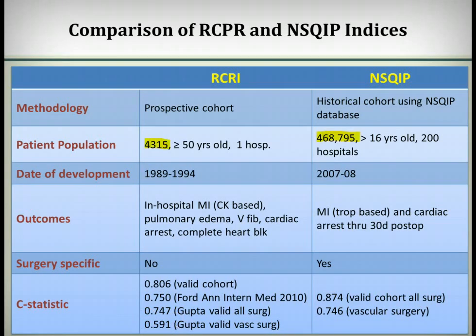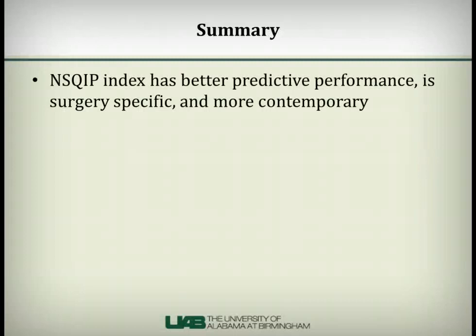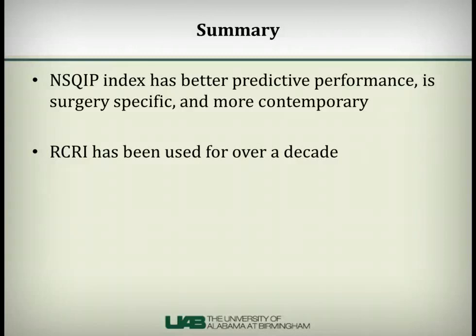So the highlights here is that more people were used to develop the Gupta tool. It was developed in a broader group of hospitals. It was developed at a later period in time when there's been more advances in cardiac care, anesthesia care, surgical technique. It is very surgery specific and a little bit more valid. So in summary, the NSQIP index has better predictive performance, it is surgery specific, and is more contemporary. But the Revised Cardiac Risk Index has been around for a while, and a lot of physicians feel comfortable using it. It has been used in a variety of different perioperative surgical studies, so there's comfort to using it.